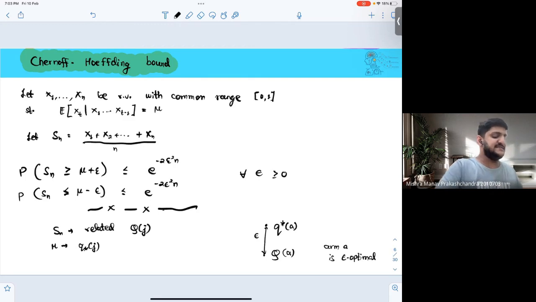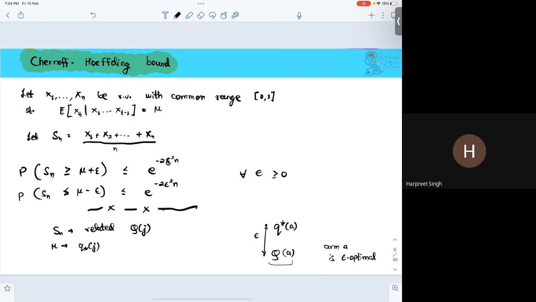Now, what if the estimate that I have made is greater than mu plus epsilon, that is, greater than my Q star plus epsilon? That means the estimate is a gross overestimation of the true value. So this tells me the probability of making a gross overestimation, which is bounded by e to the power minus 2 epsilon square n. And this is true for all epsilon.